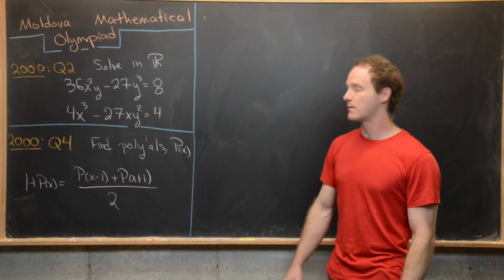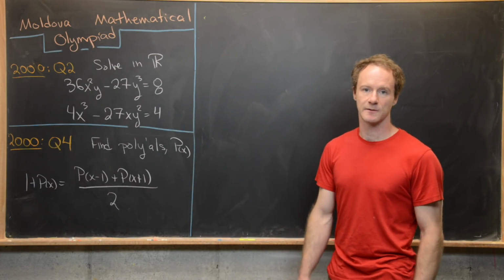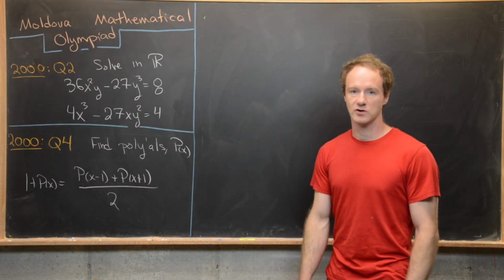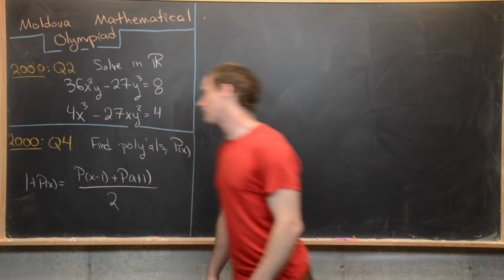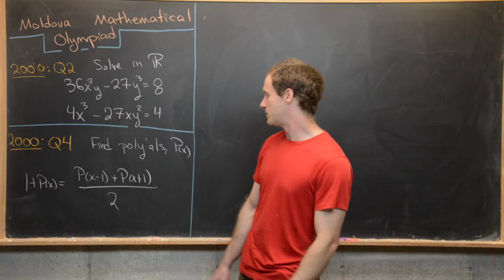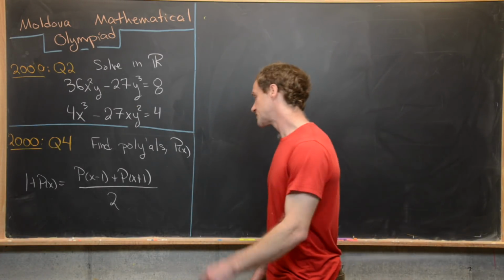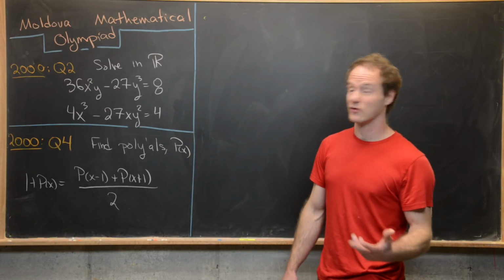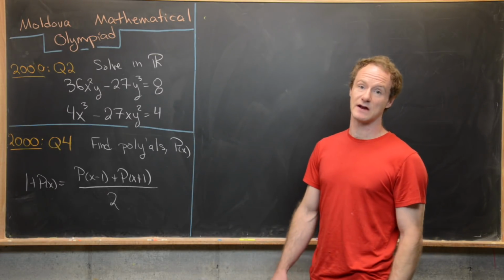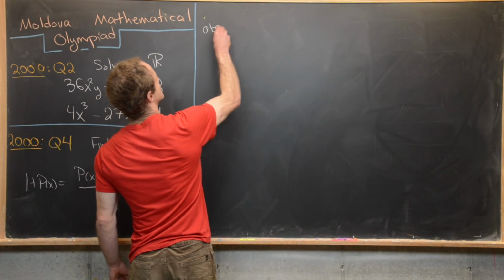Our goal is to find polynomials p of x with real coefficients, although I didn't write that here, satisfying the following functional equation. So we've got 1 plus p of x equals p of x minus 1 plus p of x plus 1 all over 2. Okay, so first off, I want to notice that the degree of p of x must be bigger than or equal to 2. And I want to do that with the following observation.